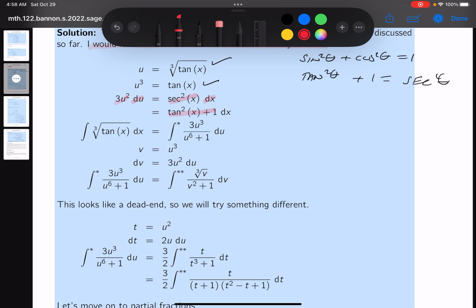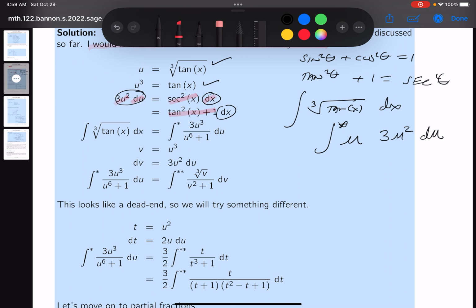Then I made my substitution. Let me go through that with you. So the original integral I had was the cube root of the tangent of x dx. I made a substitution, and that substitution is the cube root of tangent is going to be u, and then the dx is equal to what? Well, let's take a look at that. This is the dx, right? So what's it going to be equal to? Well, let's write this down. It's going to be 3u squared du over this, right? Dividing both sides by that. Well, that's going to be u^6 now, because the tangent squared is u^6, so it's going to be u^6 plus 1.